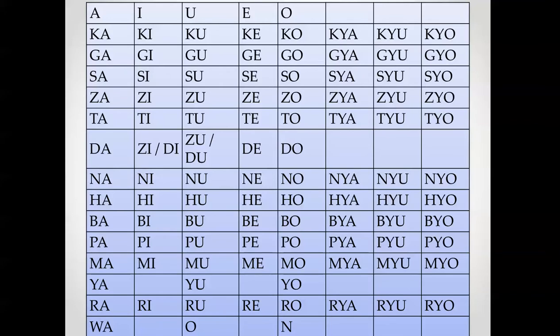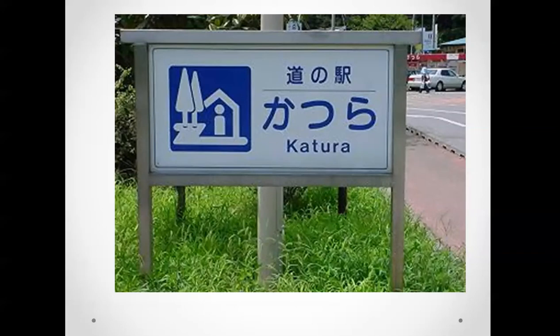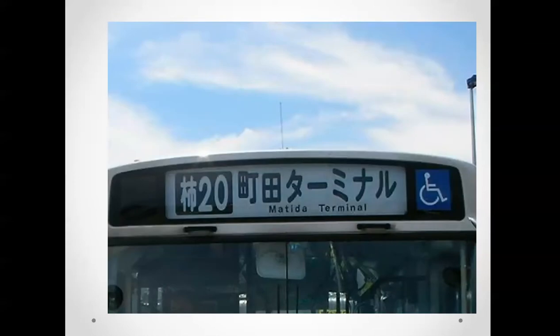Here's the Kunrei Shiki in the same kind of chart with the added voiced rows and also the combination sounds. And here's some examples from real life of what that looks like. Kuroishi. So instead of SHI, we have SI. It's not a typo, it's just a different romanization system. And to the left of this train station, Sakai Matsu. So it's not TSU, but TU. Likewise, Katsura in that system is spelled Katura, not Katsura. And here we see a bus that's headed for the Machida terminal, MATI, not MACHI.